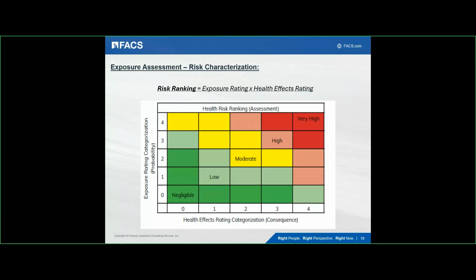A simple risk matrix can make this very easy, where again, instead of a pure severity versus likelihood, you have your exposure rating relative to your health effects, right? And that'll provide you with a risk ranking, right? Again, it's exposure rating times health effects rating. It's really important to remember, though, that this matrix is just a tool, right? Especially when used without good data.